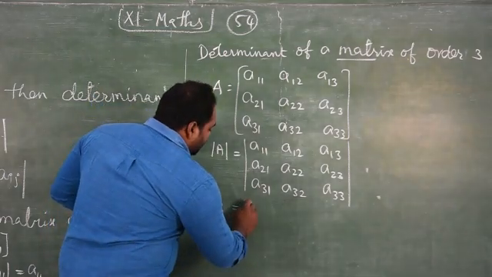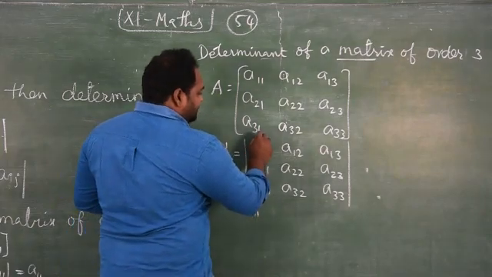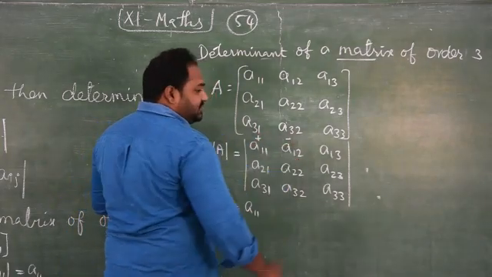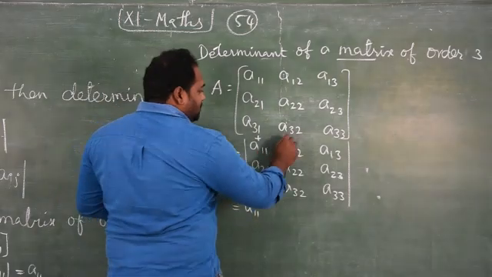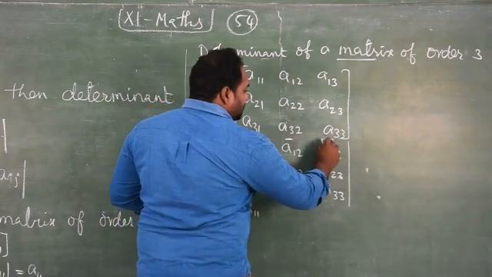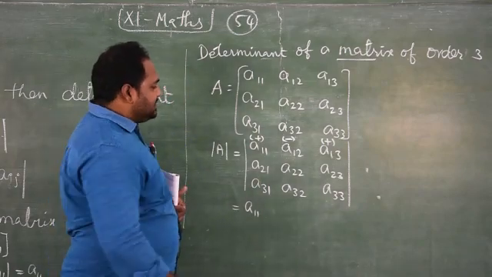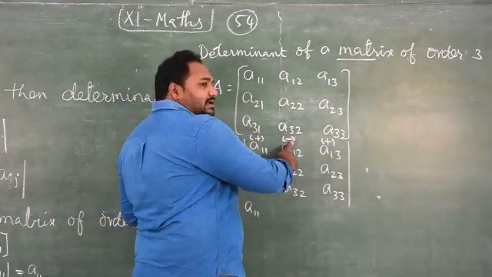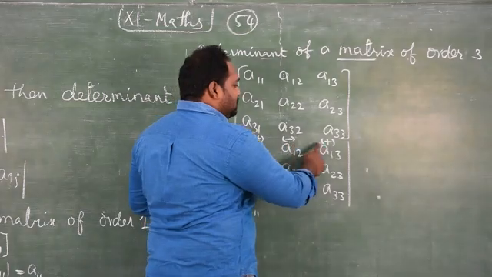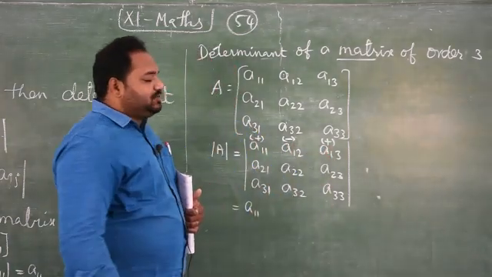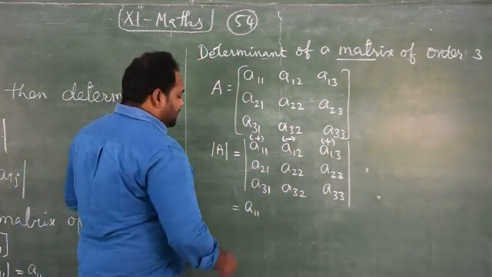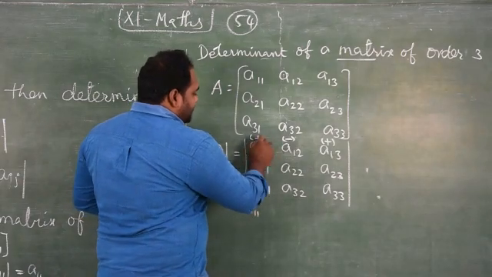Here first A11, this is the first element, positive. The procedure is first positive, negative, positive. The sign supposed to be taken first as positive, second element negative, third element positive for the expansion of the determinant. Okay, first element.